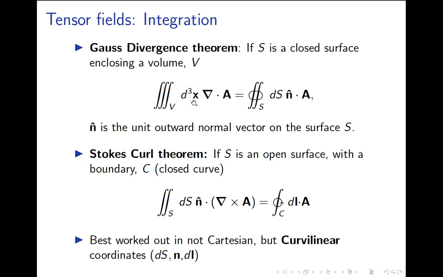So I wrote this in a very schematic manner. I didn't write what these area elements and volume elements are, and the reason is that I think these are conveniently worked out not in Cartesian coordinates but in curvilinear coordinates. So we will have to know what these are in curvilinear coordinates: the line element, the surface unit outward normal to a given surface, and the surface element.